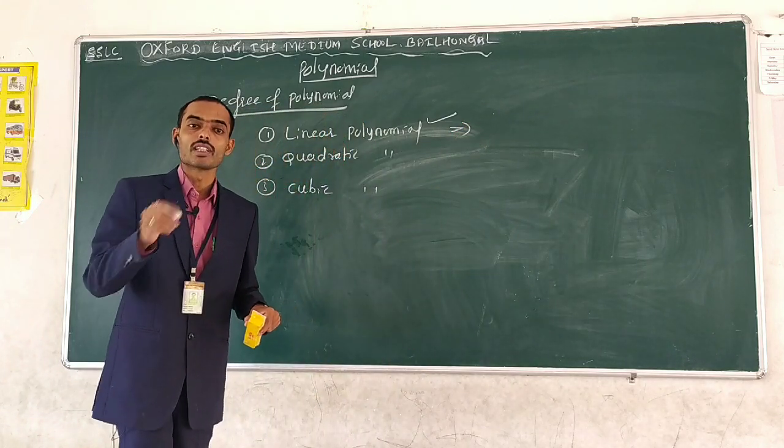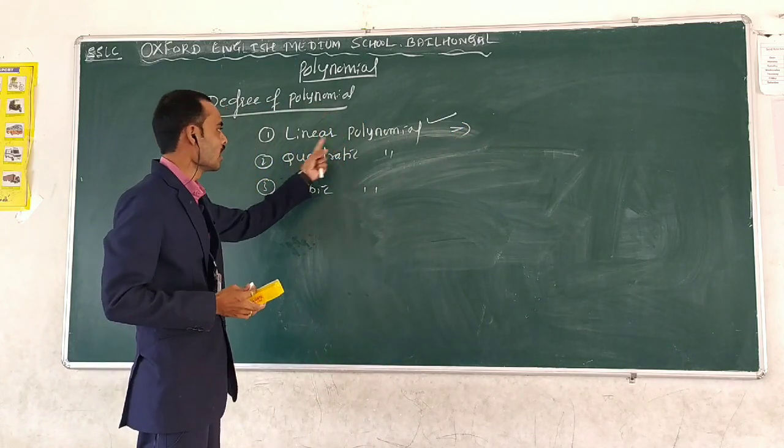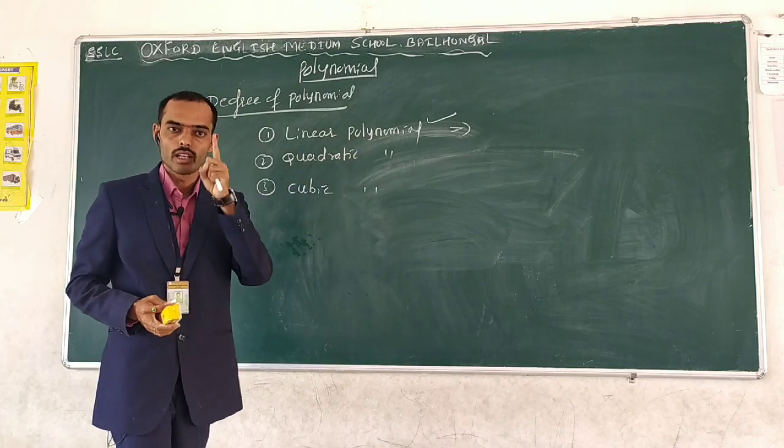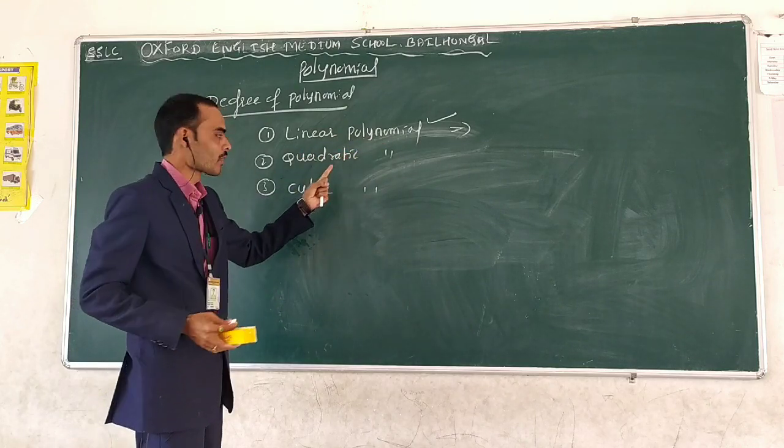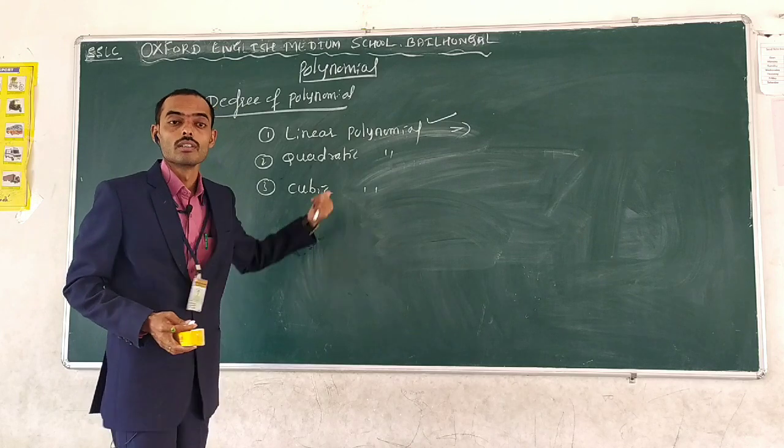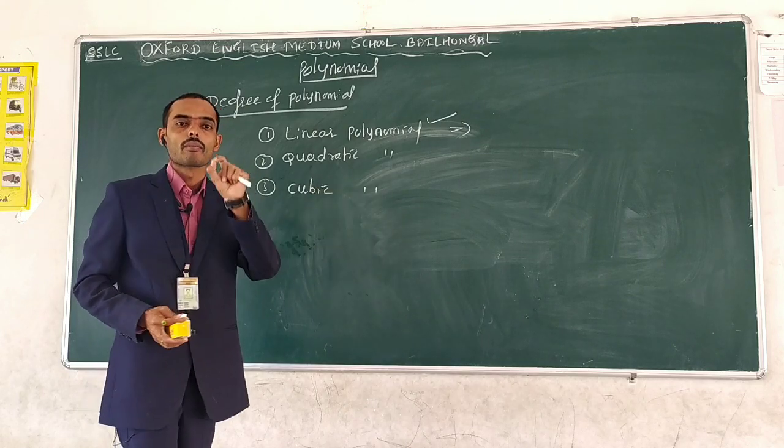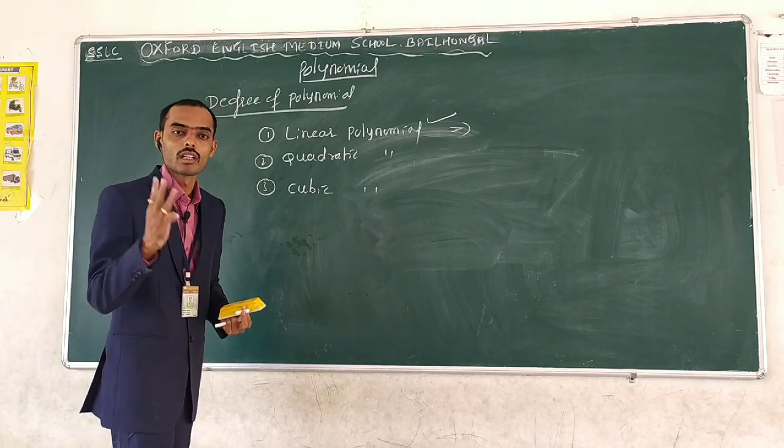The polynomial of degree 1 is called linear polynomial. The polynomial of degree 2 is called quadratic polynomial. The polynomial of degree 3 is called cubic polynomial.